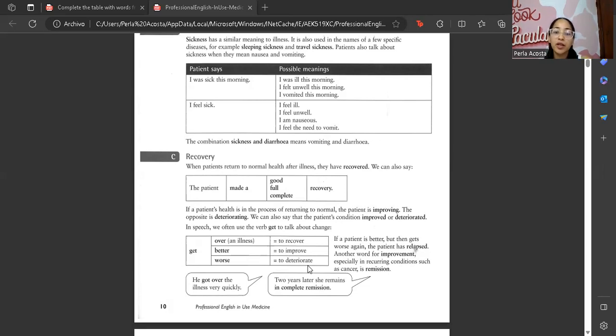In speech, we often use the verb get to talk about change. Get over an illness, it is to recover. Get better means to improve, and get worse means to deteriorate.